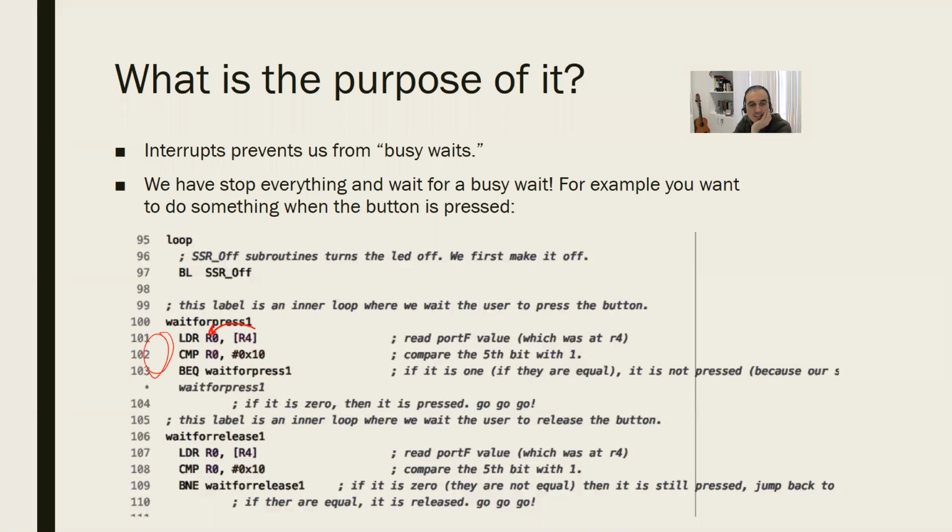This will run infinitely unless I press the switch, okay? And this code will run infinitely unless I release the switch. So unless I press and release the switch, these two loops will run infinitely. I won't be able to continue to the next lines of code. This is called busy wait, guys.